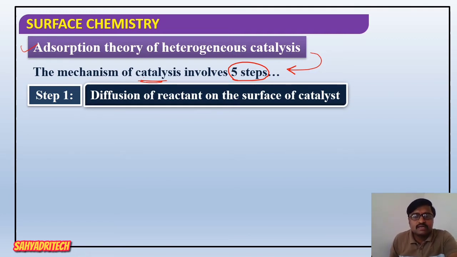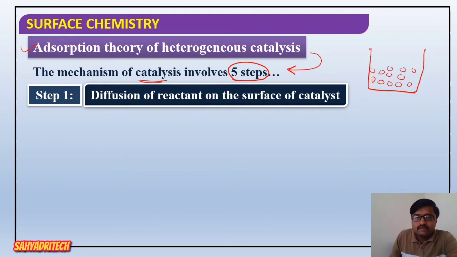Looking at the stepwise analysis, the first step is diffusion of reactants on the surface of a catalyst. In a reaction mixture, in a vessel, we take all the reactant molecules, and to this the catalyst is added. So we take the reactant molecules and add the catalyst. Say it is a catalyst molecule.